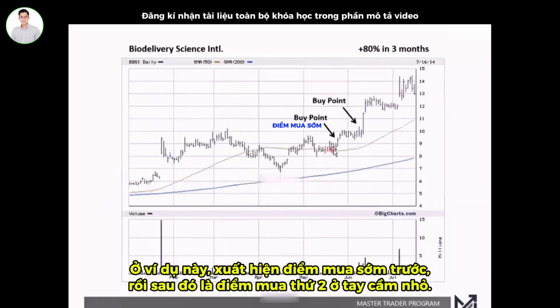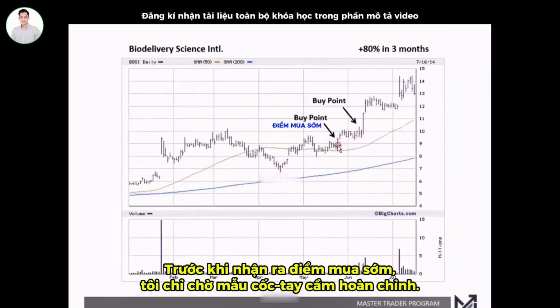Here's another one where you get the cheat area here, and then you get a second buy point. You get the little handle area. So again, prior to me recognizing the cheat area, I'd just be waiting for the full cup with handle.